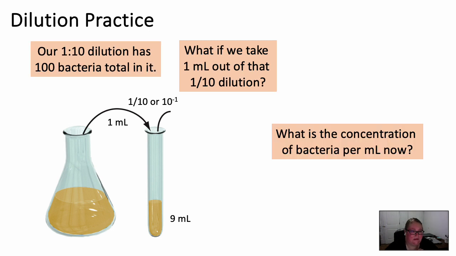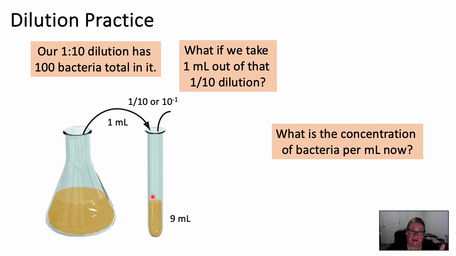Okay, so we're going to add the math to the slide. We have our concentrated solution here. This is our 1,000 bacteria. This is our first 1 to 10 dilution. We have 100 bacteria in this 10 milliliter sample.